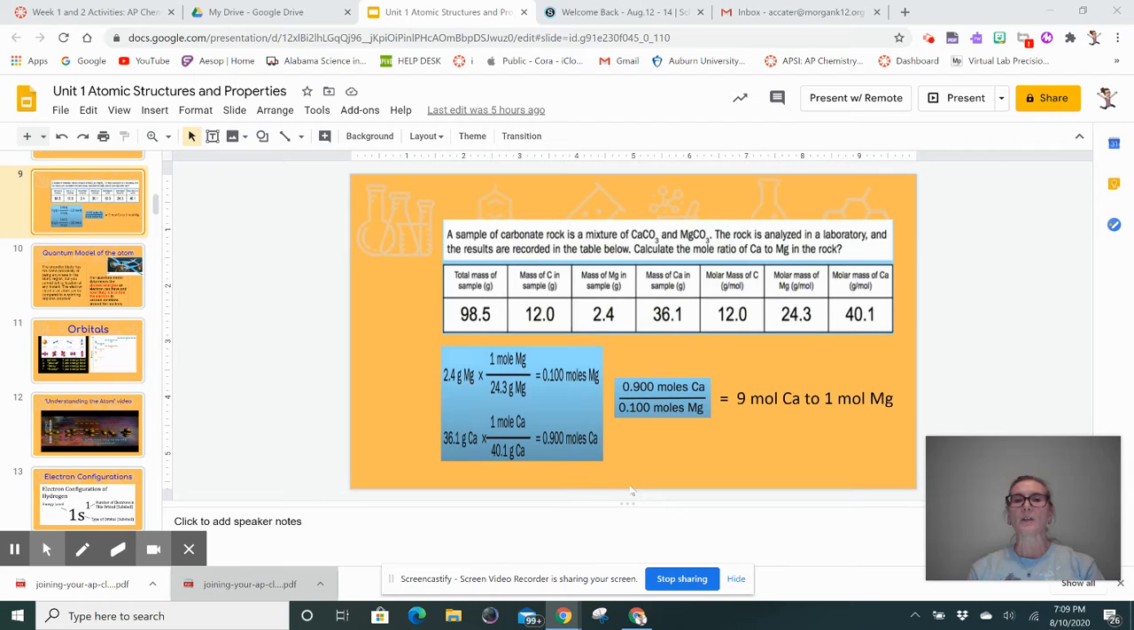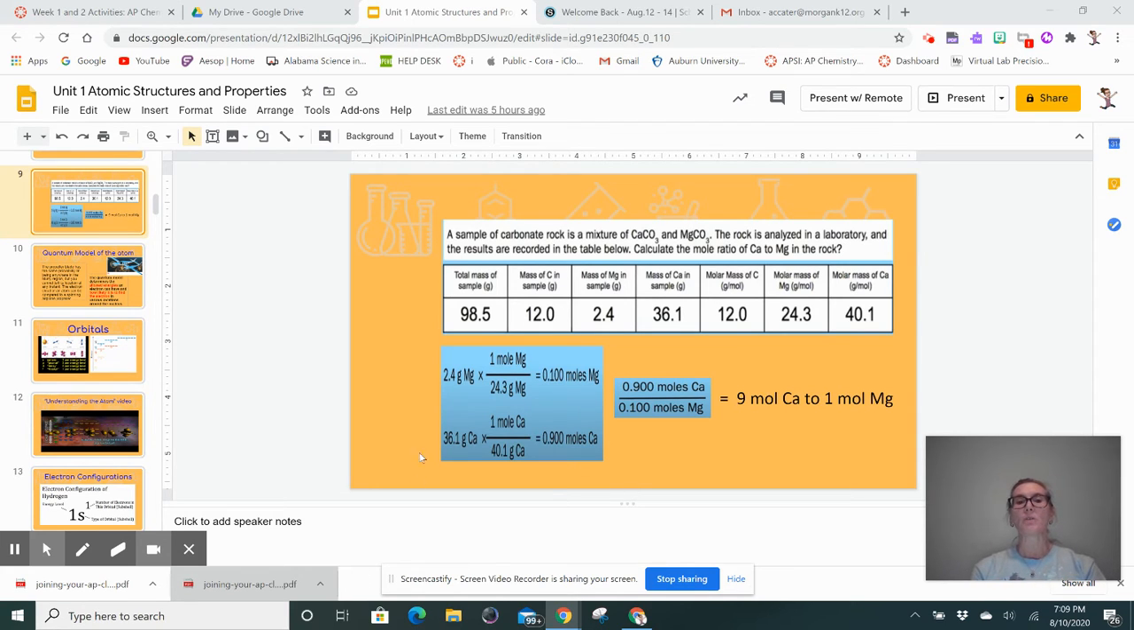Okay, so our problem is: a sample of carbonate rock is mixed with calcium carbonate and magnesium carbonate. The rock is analyzed in a laboratory. So this is an example of a mixture. We were talking about compositions of mixtures in the last video. The rock is analyzed in a laboratory and the results are recorded in the table below. Calculate the mole ratio of calcium to magnesium in the rock.